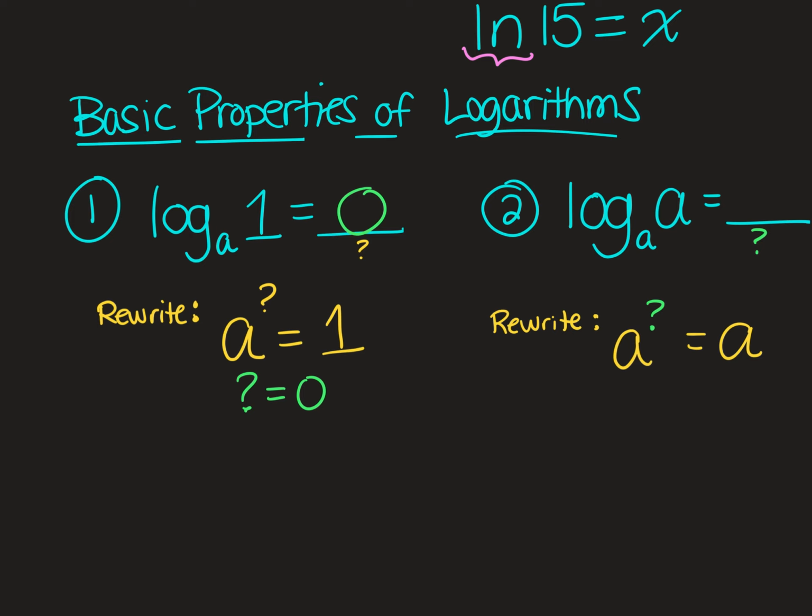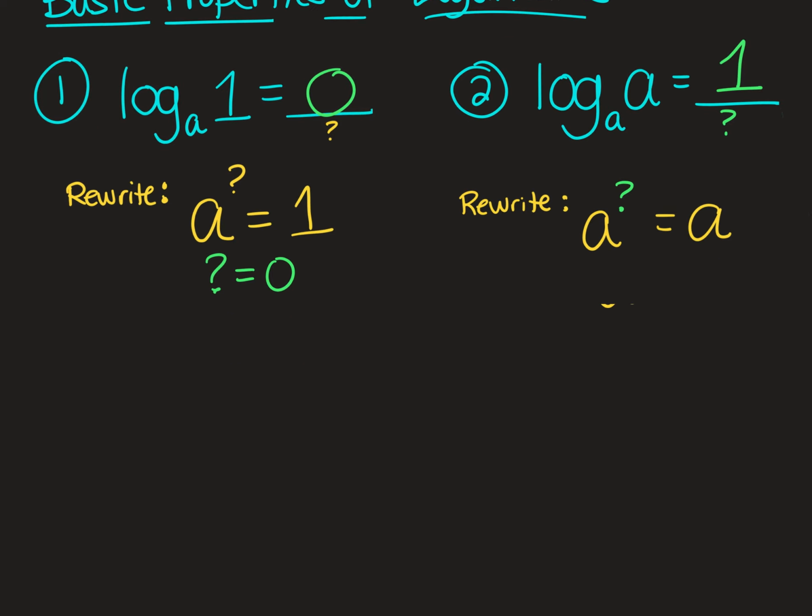Now, what power of a gives me a? 1, right? So this time my question mark would be 1. So anytime you see the base of your logarithm equal to the thing that you're taking the logarithm of, your logarithm will always have a value of 1. And again, you don't have to necessarily memorize these. They're nice properties to know, but you can always do a rewrite if you forget what the properties are. So let's do 2 more. We have 2 more properties here.